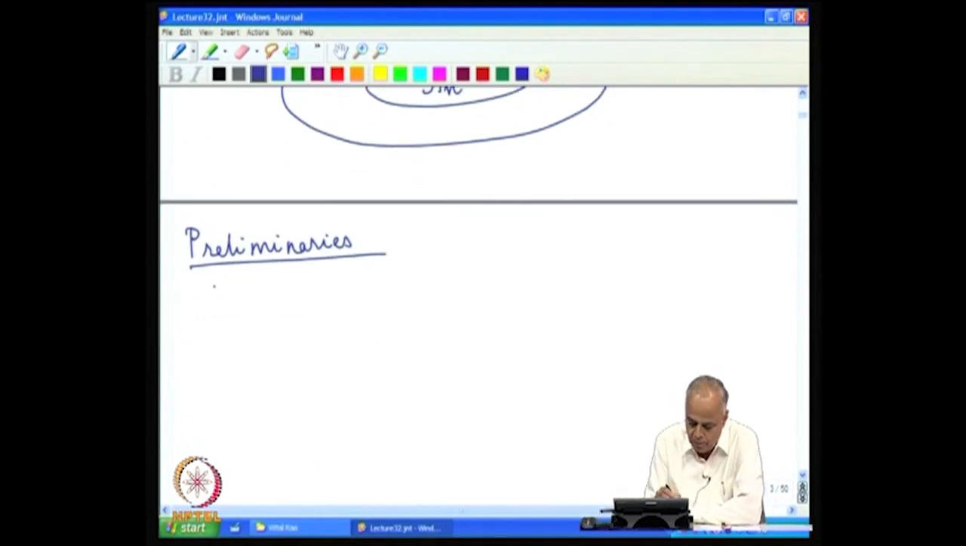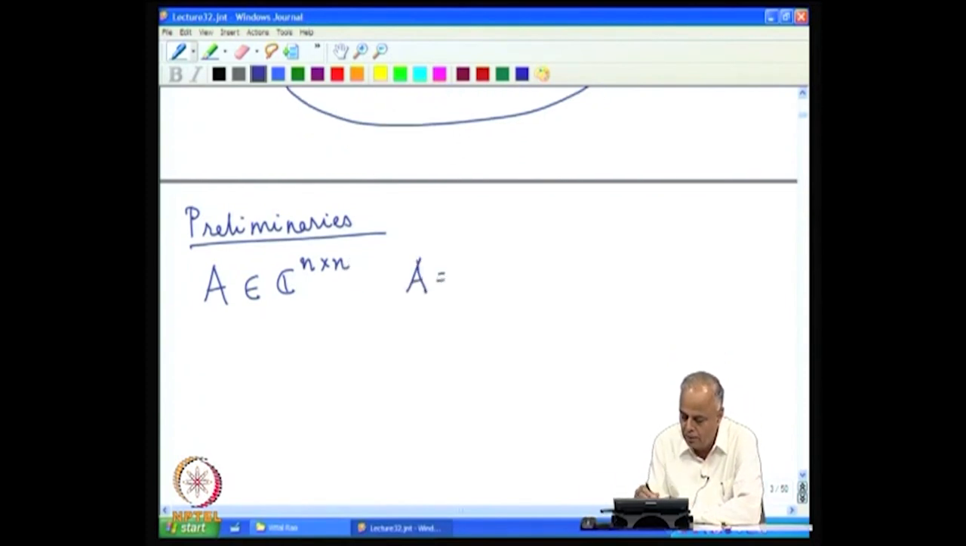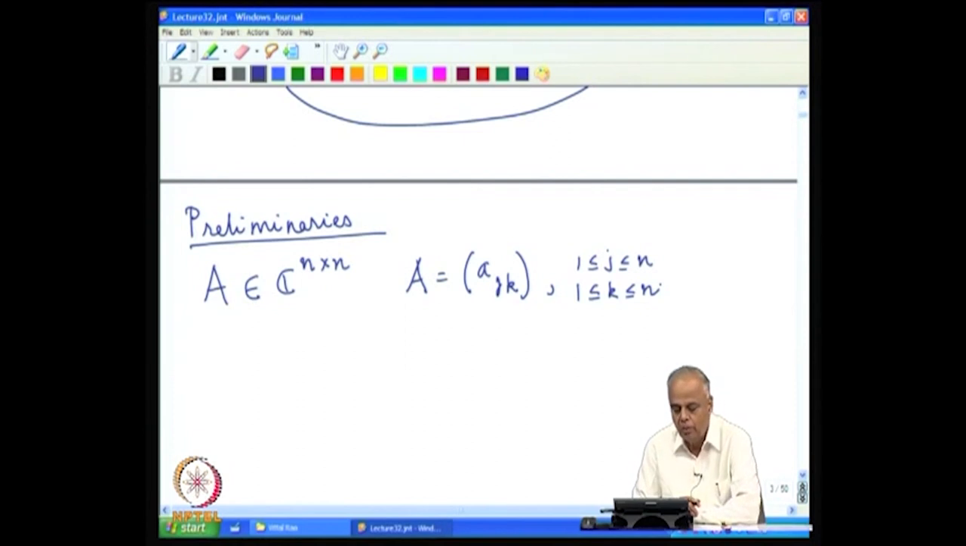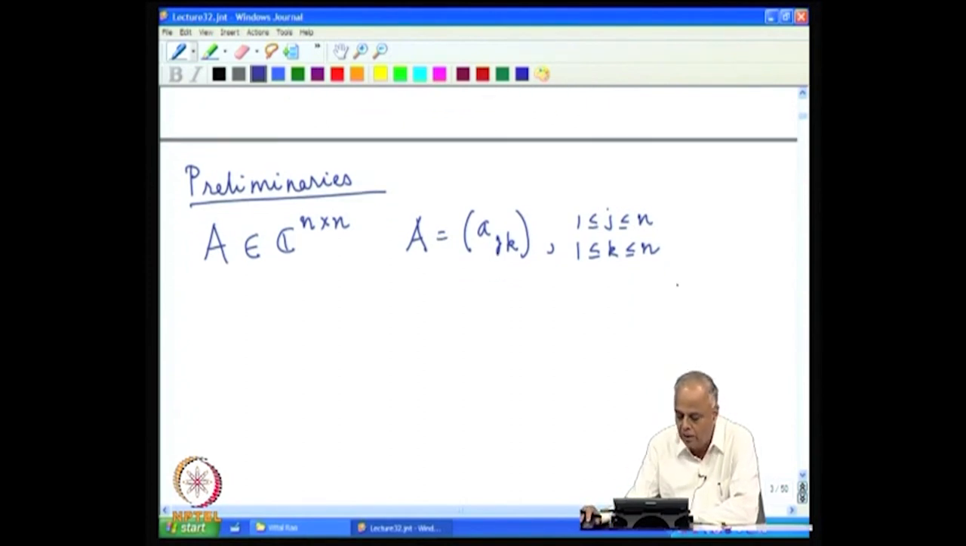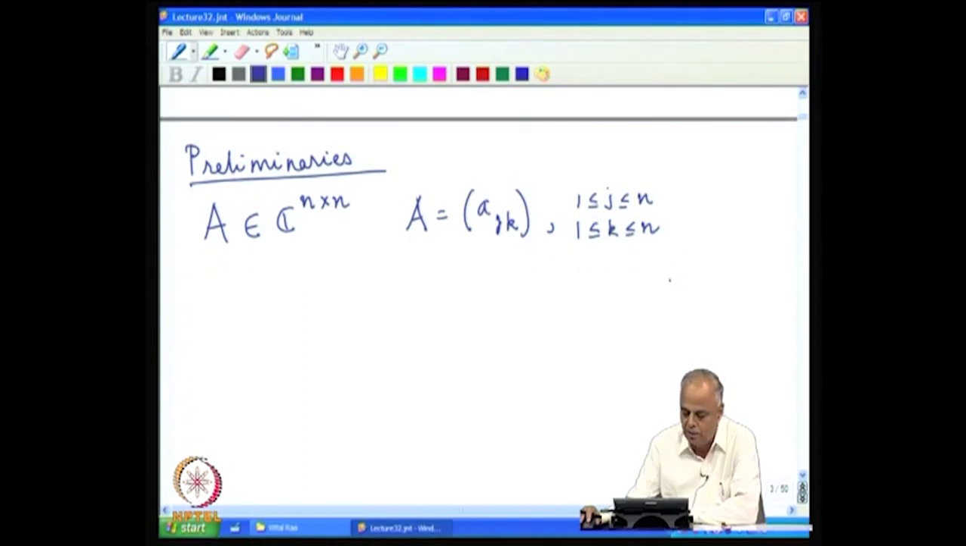which will give us the right notational framework to work with. So, let us look at a matrix A, which is n by n complex. Let us denote its entries as A j k, where j is the row index which goes from 1 to n and k is the column index which goes from 1 to n. A j k denotes the entry in the jth row and the kth column, and it is a complex number.